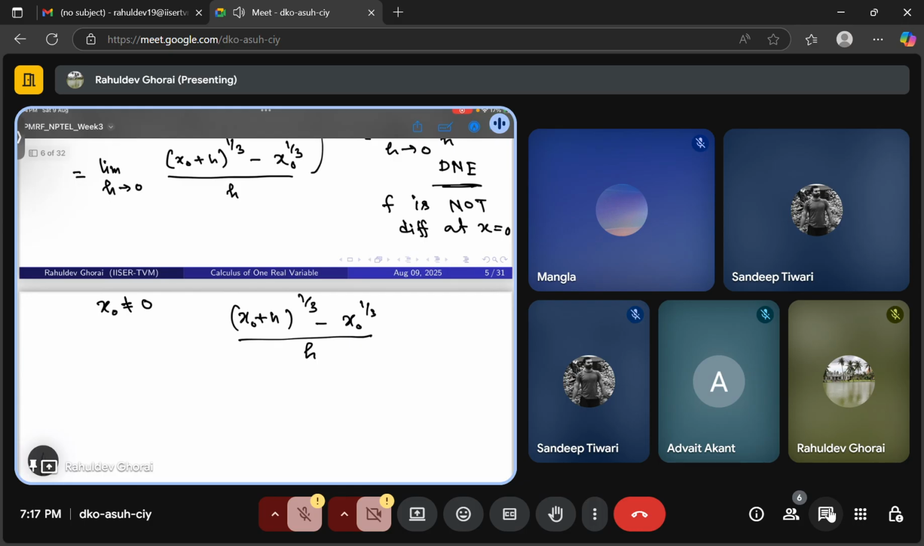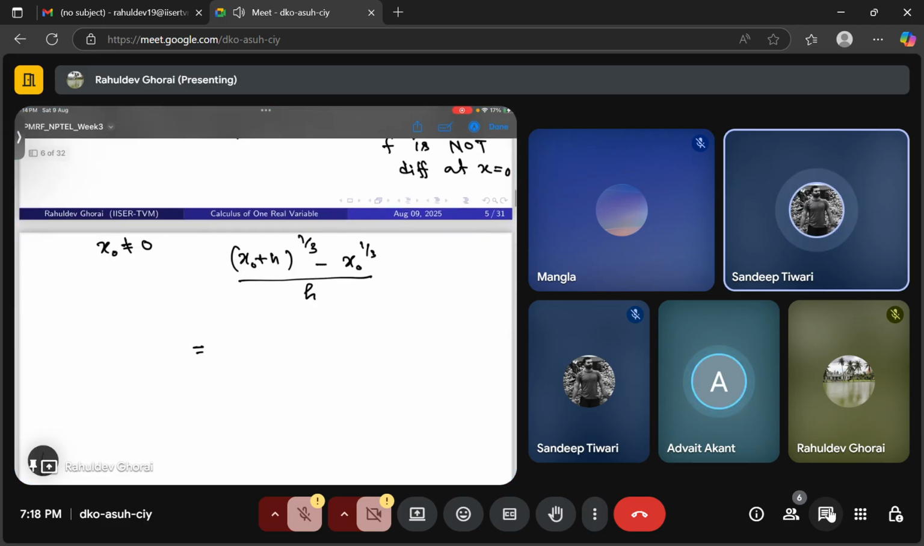So what happened to this ratio? You don't know now how to evaluate it as h tends to 0. So this x naught plus h and x naught are also closer to each other as h tends to 0, and h is also tending to 0. So it's like a 0 by 0 type of form. So you can't just do it easily here. What to do here?